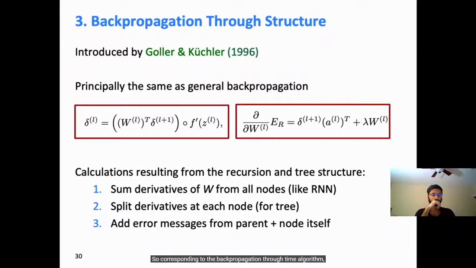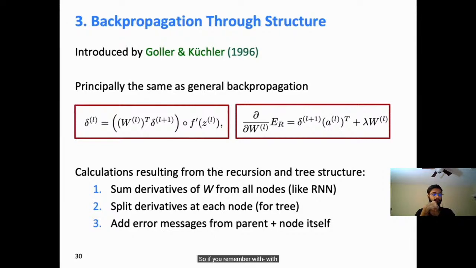Corresponding to the backpropagation through time algorithm that Abby talked about when we were doing recurrent neural networks, they worked out the tree-structured case, which they called backpropagation through structure. There are several slides on this, but I think I'm going to skip them. If anyone wants to look at them, they're on the web. There isn't actually anything that's new.